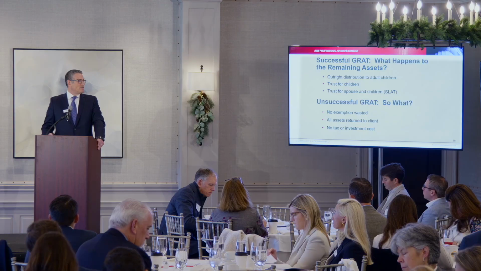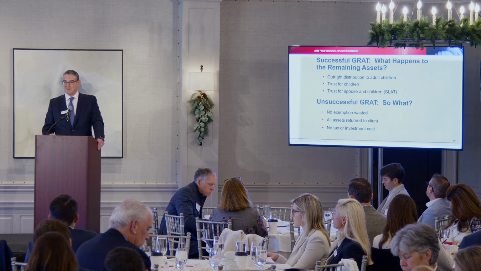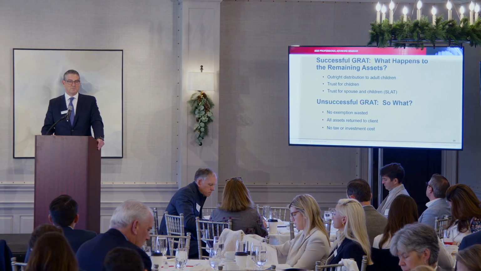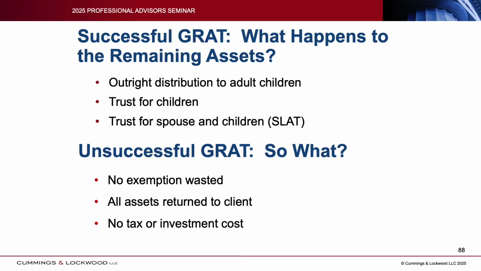had the grantor not set up the GRAT to begin with. So if we have success, if the GRAT assets outperform the 4.6%, we have to figure out what happens to the assets at the end of the GRAT term. They can go outright to your children, they could go in trust for your children, they could go in a SLAT, a trust for spouse and children.